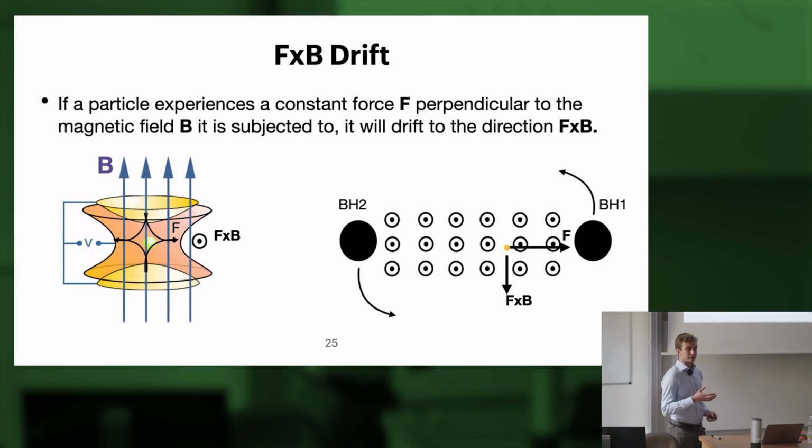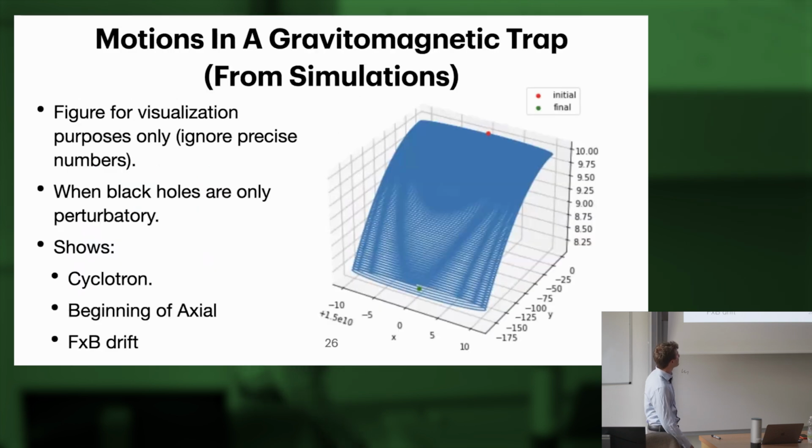So does everybody understand the F cross B drift and three types of motions that I have mentioned? Because now I'm going to refer to them constantly, both in sanity checks of the simulation and also while I'm describing the motions of the particle. So how do we actually replicate the motions of a Penning trap in our exact trap?